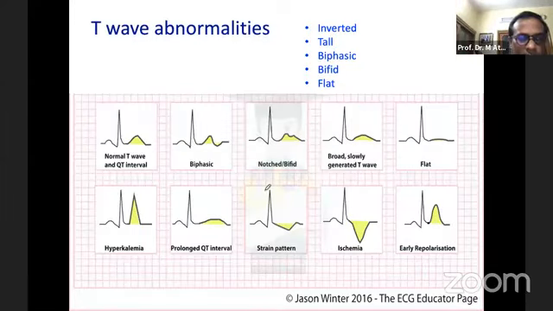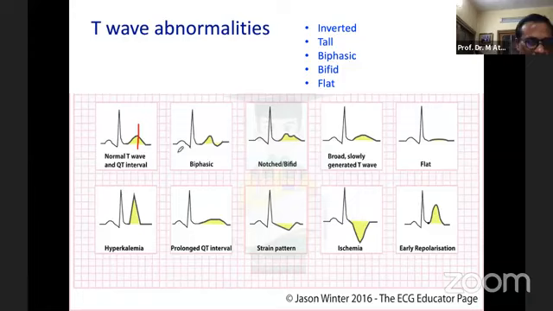And these are some examples of the abnormalities of the T wave. This is the normal T wave, the asymmetric normal T wave, less than 15 millimeters in the precordial leads and less than 5 millimeters in the limb leads. This is the normal T wave, that is the asymmetric T wave.